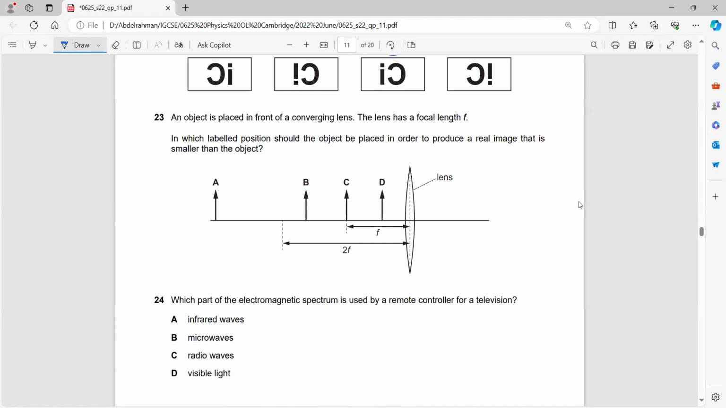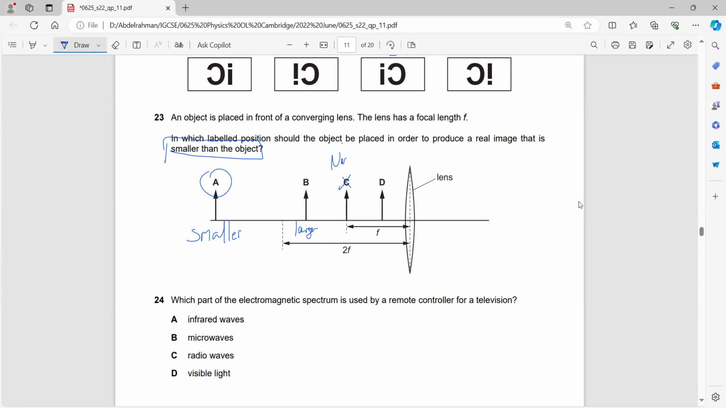In which position should the object be placed in order for the real image produced to become smaller than the object? I need the image to be smaller. A. Whenever you increase the distance, it becomes smaller. When I decrease the distance, it becomes larger. What about C? No image at all.